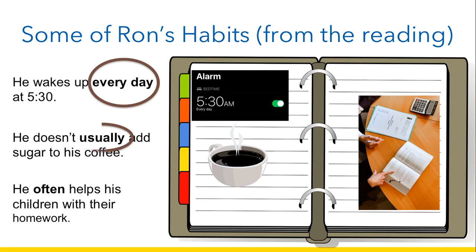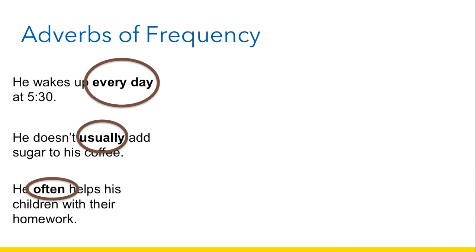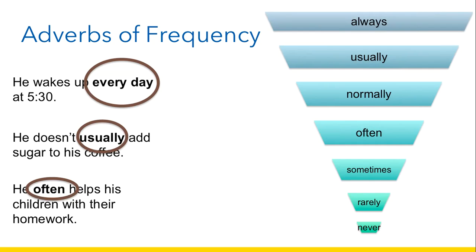Every day, usually, and often are important words here. They tell us we are talking about habits. These words are called adverbs of frequency. Here are some other adverbs of frequency. You should use these when you use the present simple to talk about habits.